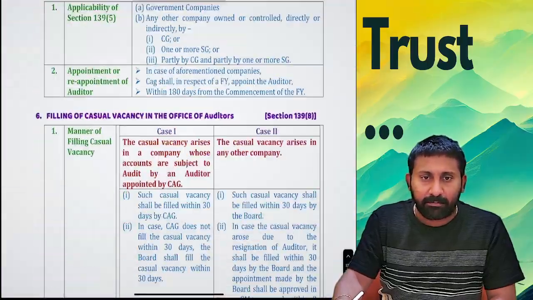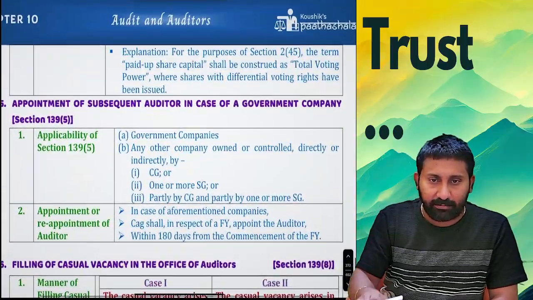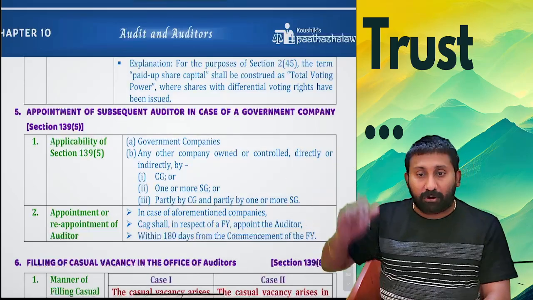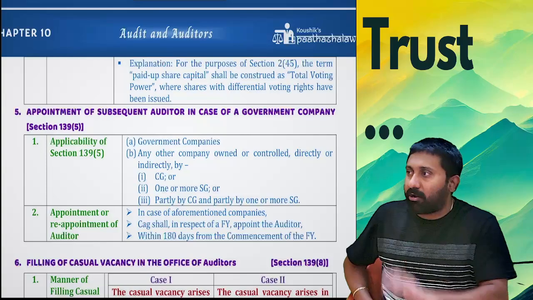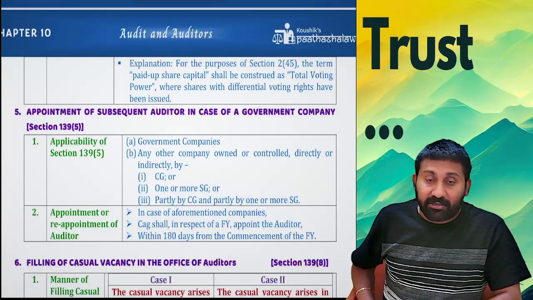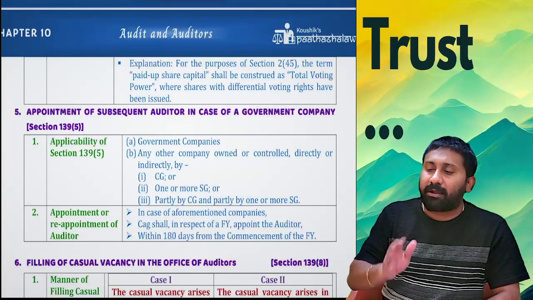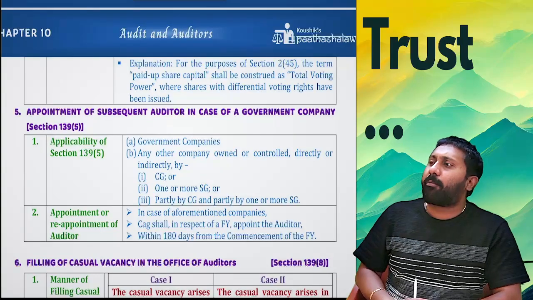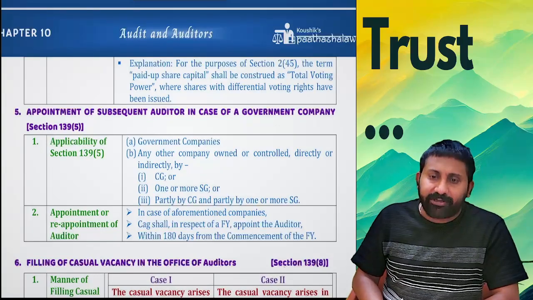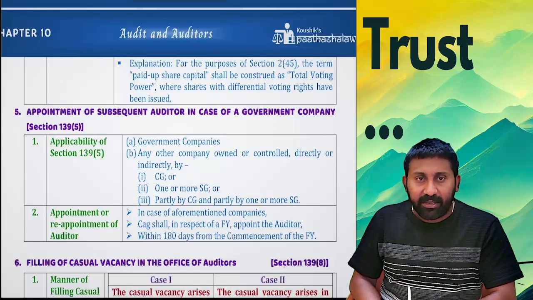There are some important sections, let us see. Appointment of a subsequent auditor in case of a government company. Now we have seen the normal auditor, not the government auditor. Means the government company auditor we didn't see. For a normal company auditor, whenever you want to appoint a subsequent one, appoint at the first AGM conclusion, continue till the sixth AGM conclusion. Clarity.